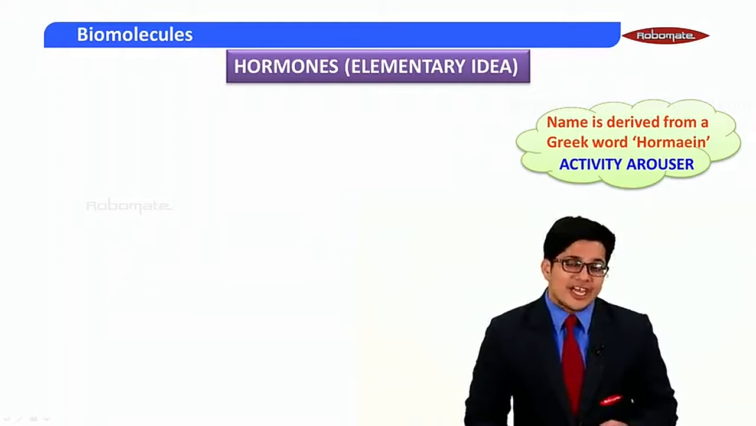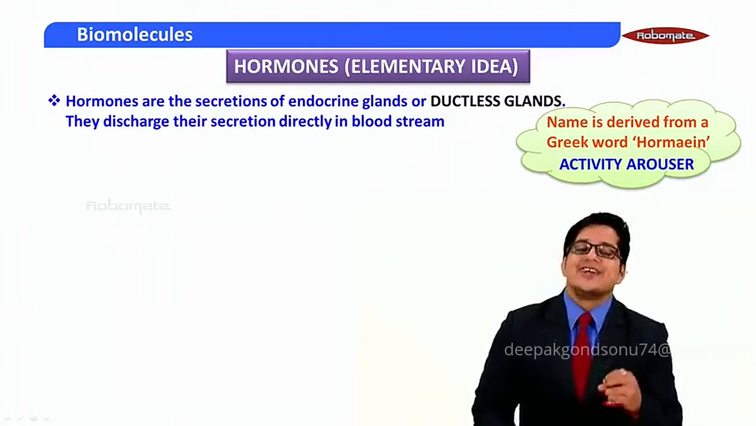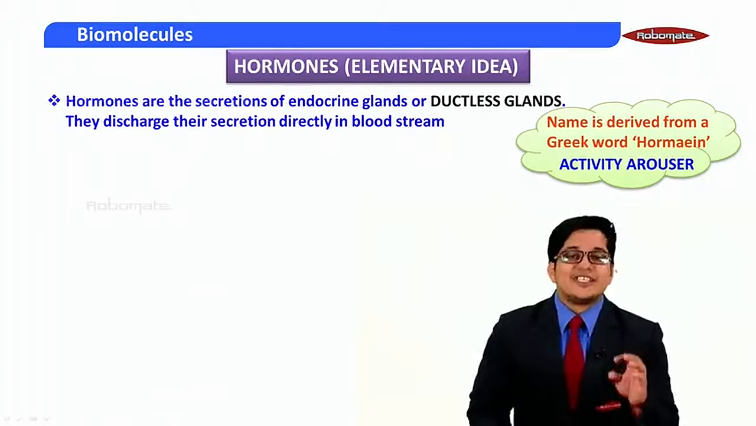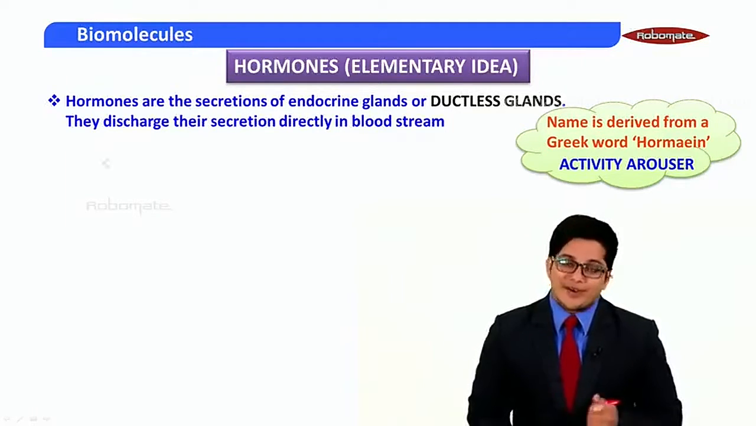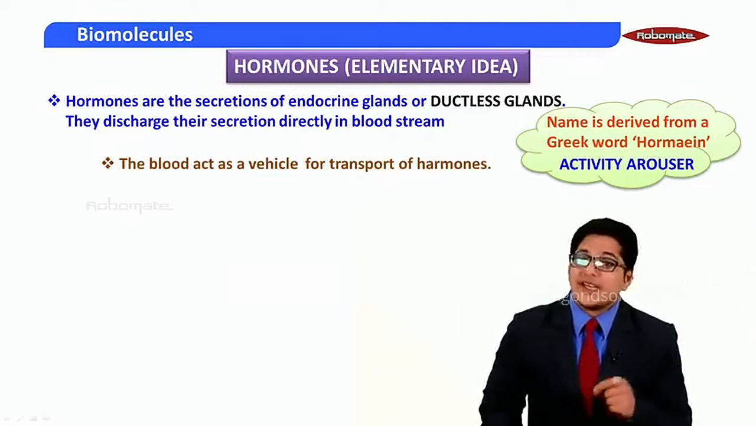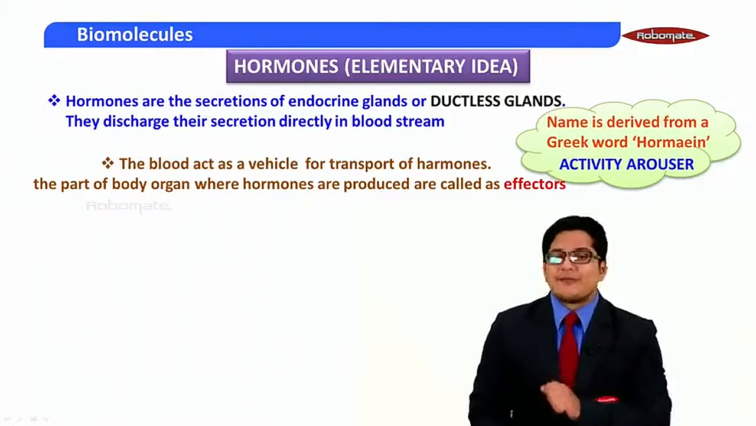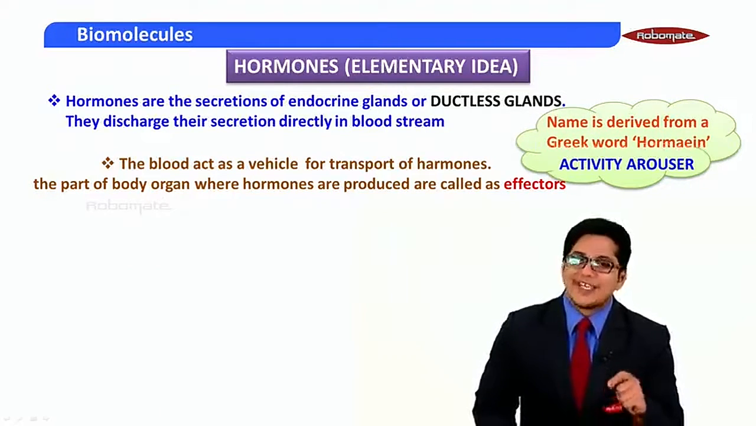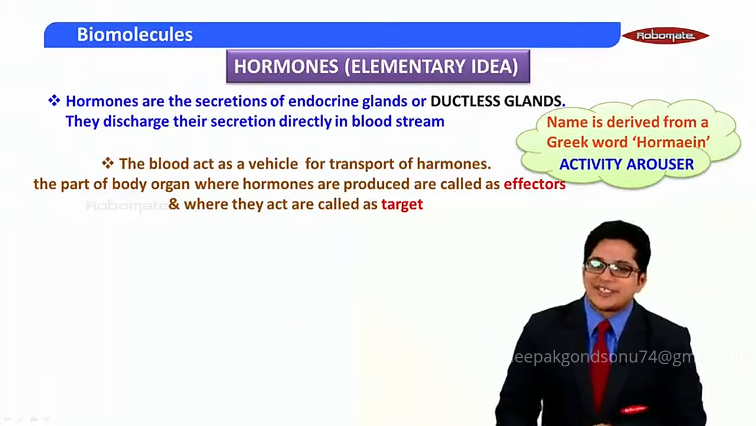The first important point is hormones are the secretions of endocrine glands, also known as ductless glands, and they discharge their secretion directly into the bloodstream. Also, the blood acts as a vehicle for transport of hormones. Now, an important point: the part of the body where the hormones are produced is called the effector, whereas the part where they act is called the target.